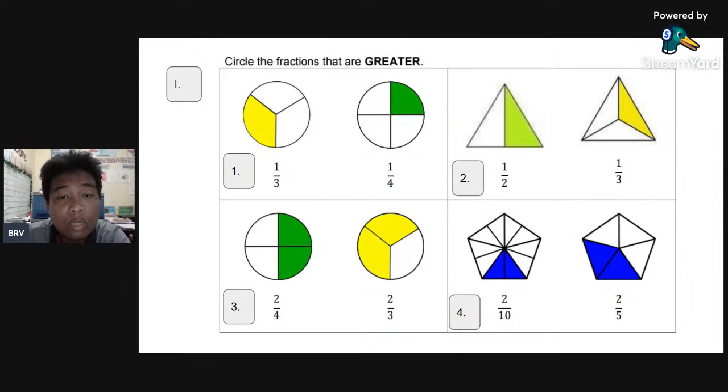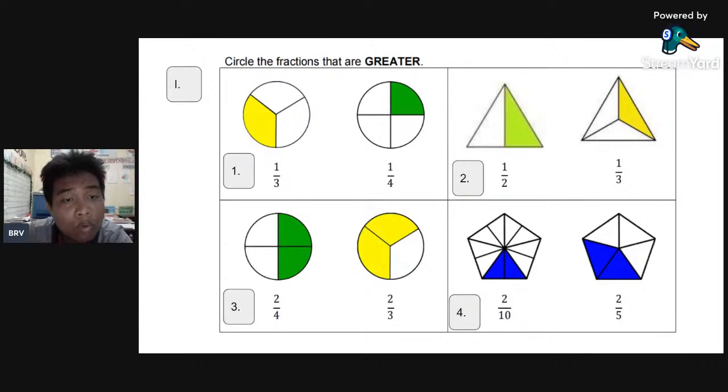Don't draw the illustration there. Circle the fractions that are greater. All you have to do is copy 1/3 and 1/4 for number 1, and then circle, because you will compare which one is bigger. So test 1, numbers 1, 2, 3, 4. I'll give you time to answer. Don't draw, just copy.